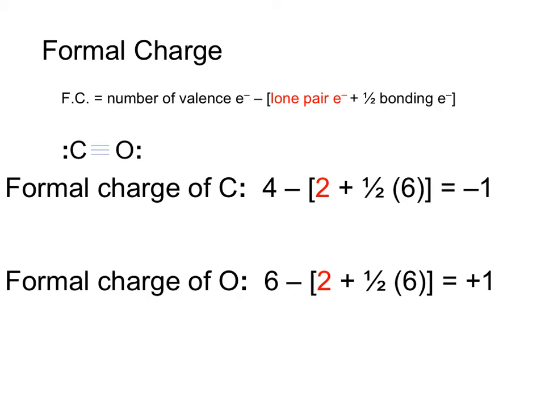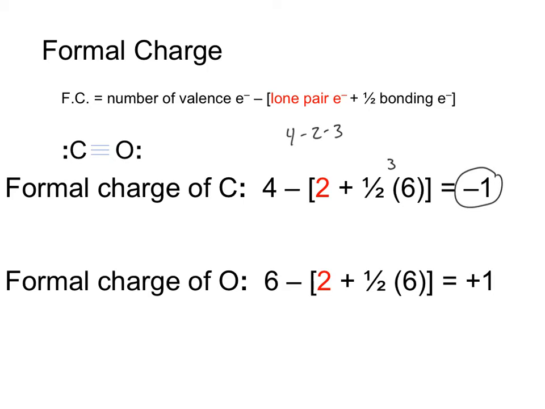We see here the Lewis structure for carbon monoxide. And so when calculating the formal charge of carbon, we have our 4 valence electrons. We now have 1, 2 lone pair electrons on this carbon. And we have 2, 4, 6 bonding electrons. 6 times 1/2 is 3. And so 4 minus 2 minus 3 equals a formal charge around carbon of -1.